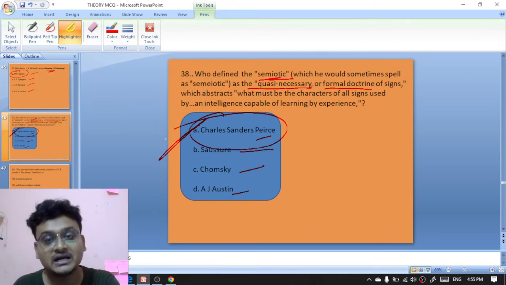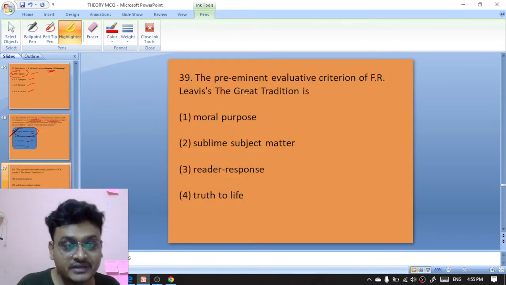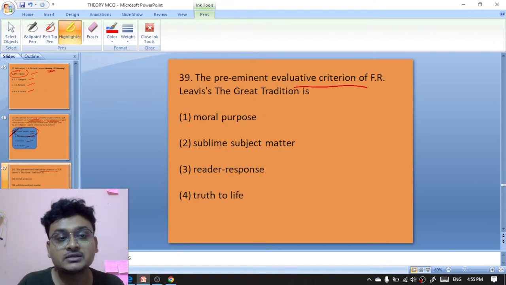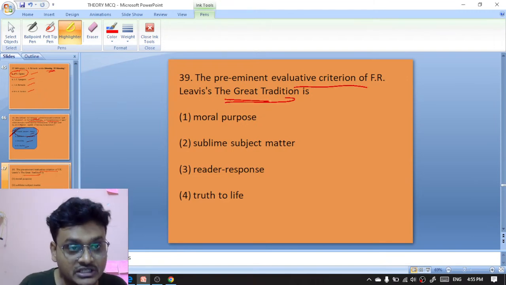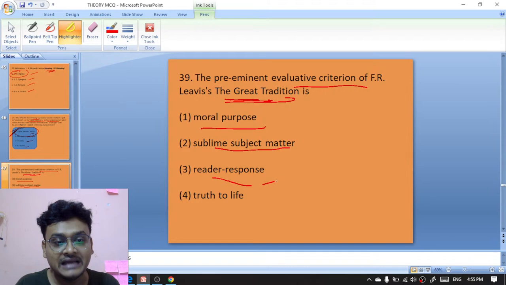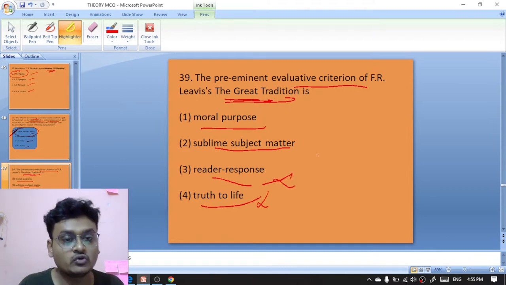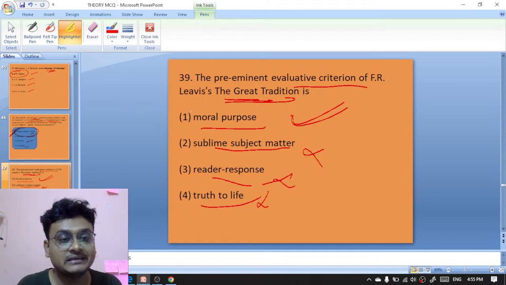Moving on to question number 39. The preeminent evaluative criterion of F. R. Leavis's The Great Tradition is... What was the evaluative criterion of F. R. Leavis's The Great Tradition? Moral purpose, sublime subject matter, reader response, truth to life. So it was moral purpose. A is the right option.